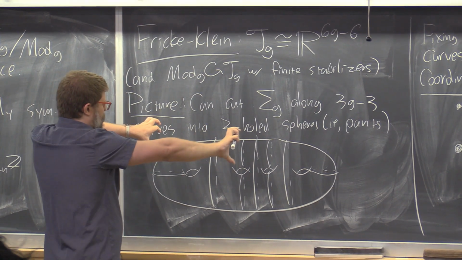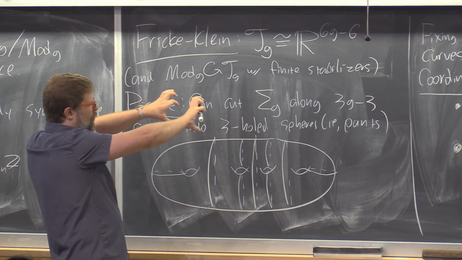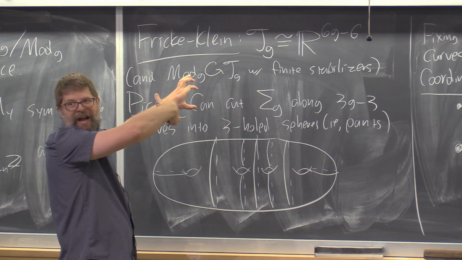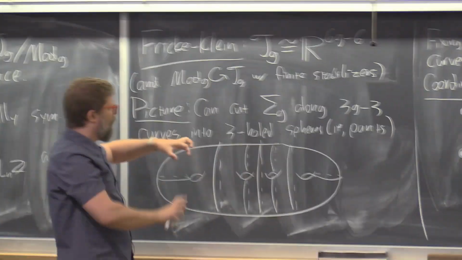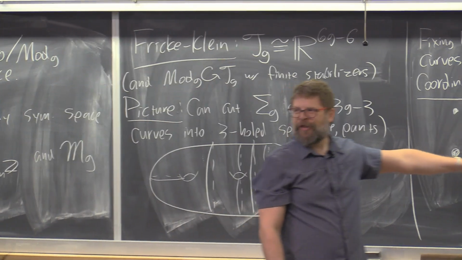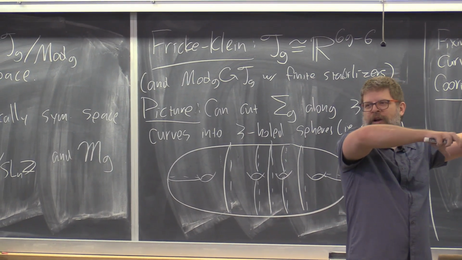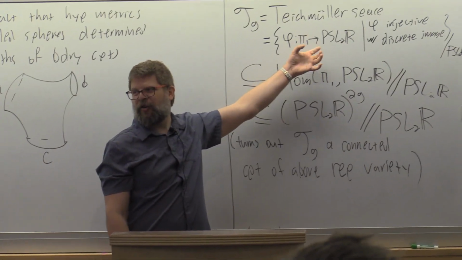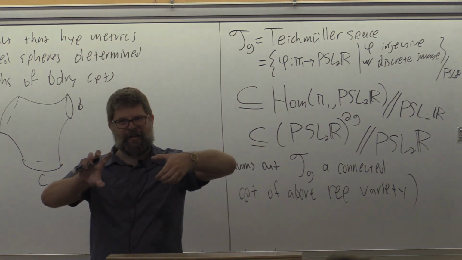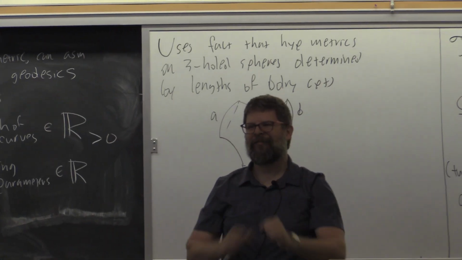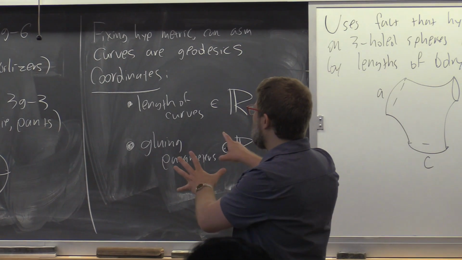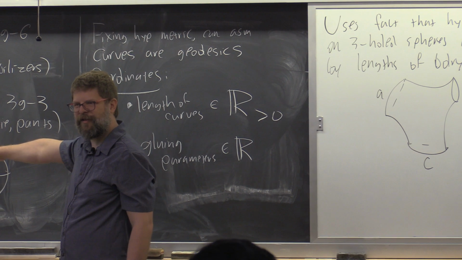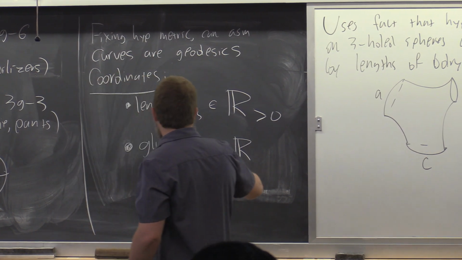If you have 2 of these pairs of pants, when you glue them together, you have to specify how you do that. If you rotate a bit, that changes how they're glued together, and that changes the hyperbolic metric. You might say, shouldn't that be a circle's worth of gluing parameters? But if you rotate all the way around, you change the representation, so it's really a real parameter, not a circular parameter. So I just wanted to show you where 6G minus 6 comes from. They come from the 3G minus 3 lengths of these curves, and then 3G minus 3 gluing parameters.